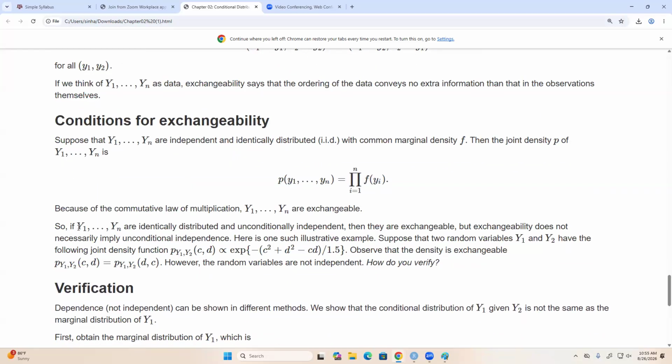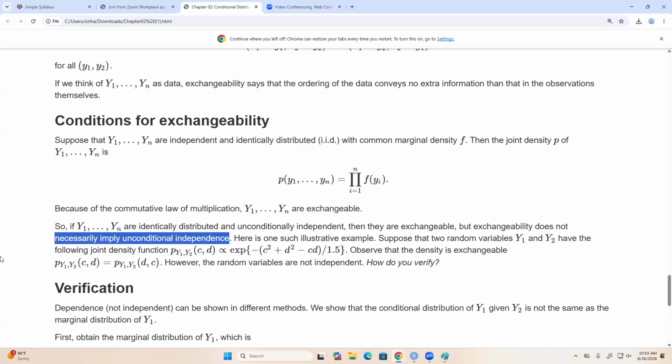So if y1, y2, ..., yn are identically distributed and unconditionally independent, that means they are independent without conditioning on anything, then they are exchangeable. But exchangeability does not necessarily imply unconditional independence. And here is one such illustrative example.